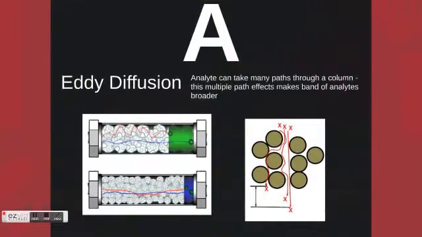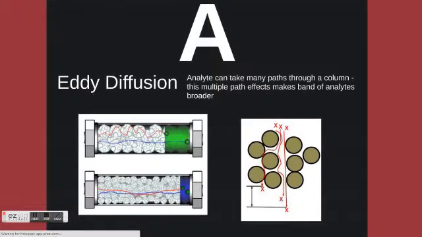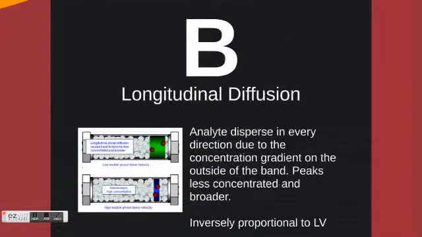A is eddy diffusion. This is where the analyte can take many paths through the column. This multiple path effect makes the band of an analyte broader. Decrease this by using smaller particle size or sphere-shaped silica.